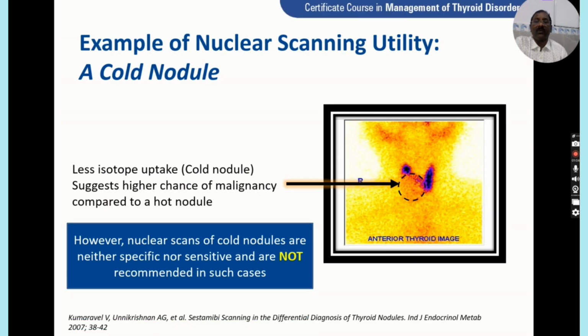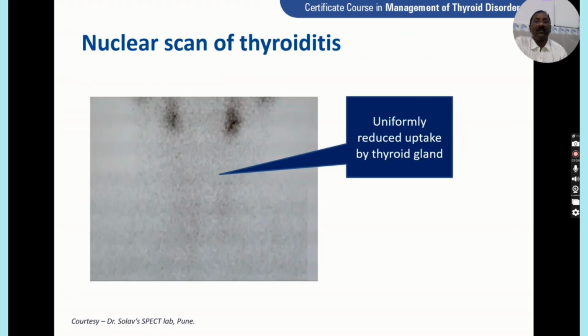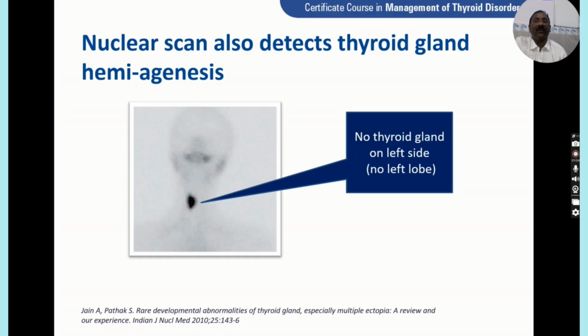Nuclear scans of cold nodules are neither specific nor sensitive and are not recommended routinely. See the uniformly reduced uptake of the thyroid. There is no thyroid gland on the left side. Only the right lobe is there; the left lobe is not there.